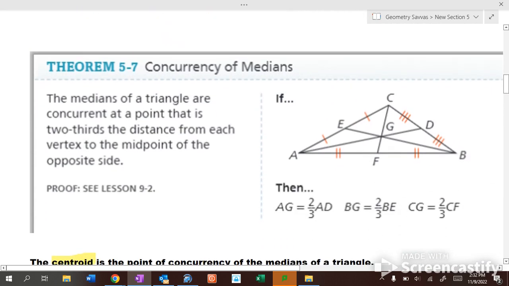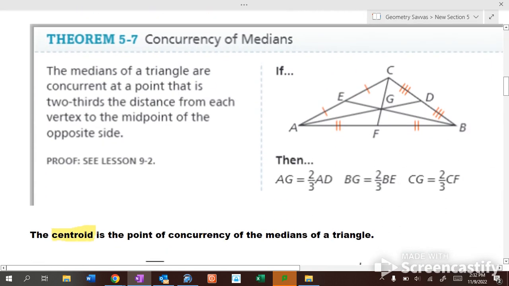So all three medians are concurrent at a point called the centroid of a triangle. The centroid of a triangle is where the three medians meet.